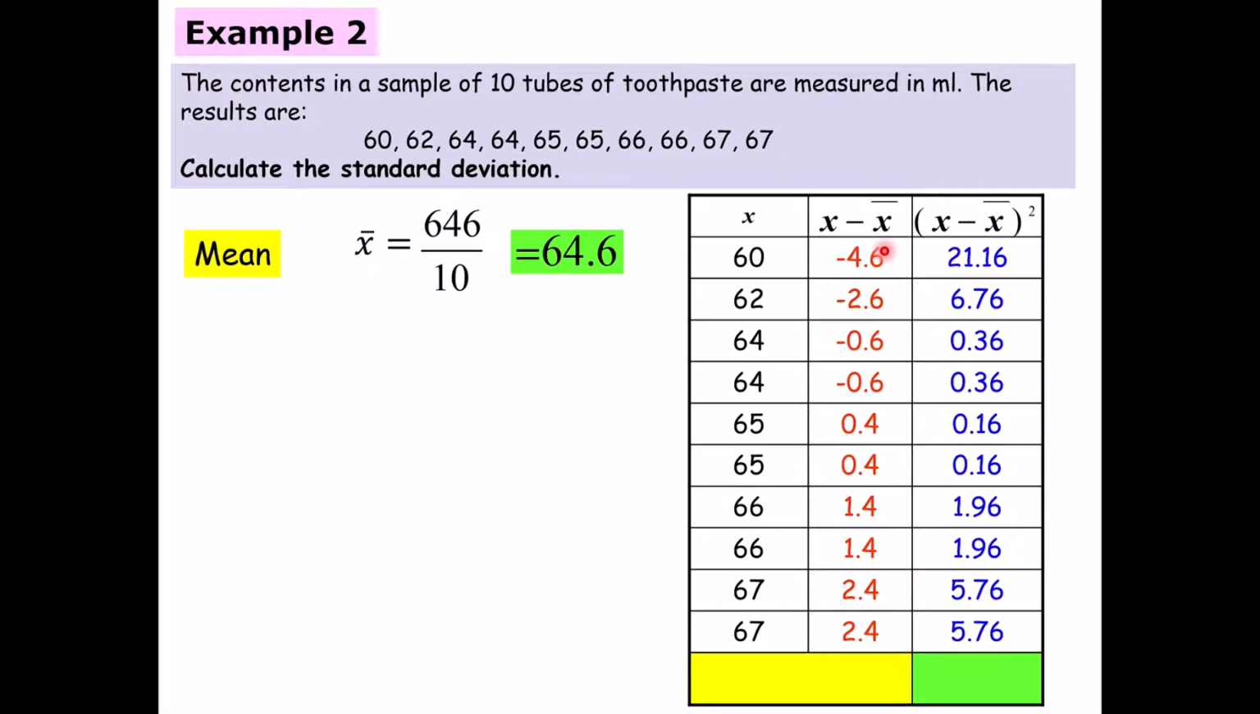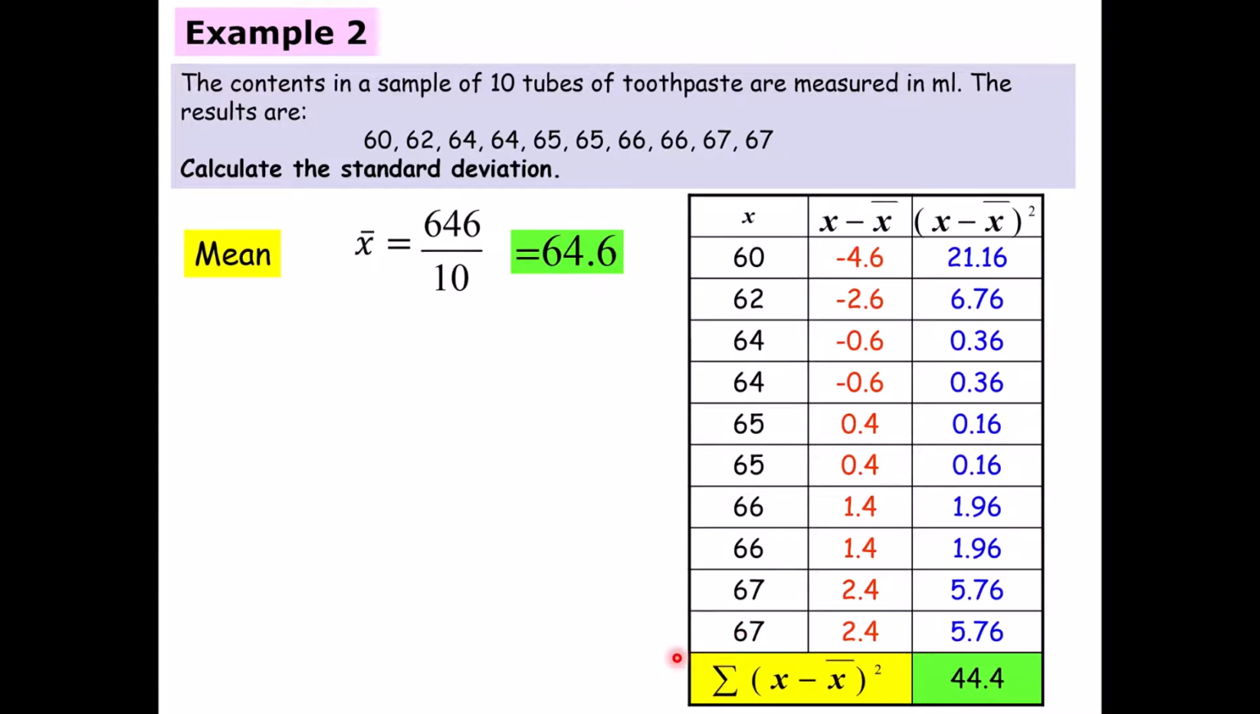Okay, so we found our deviation and then we've just squared each of those numbers. Once we've filled in our table, we're then going to find the sum of our deviations squared, meaning adding them all together. So we're going to take this last column and work down it and add them all together to get 44.4.